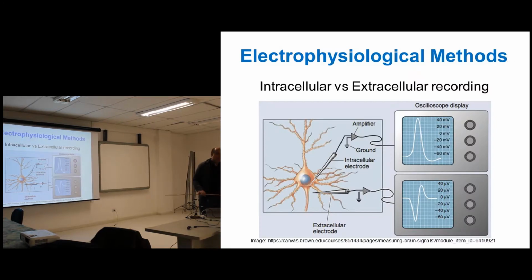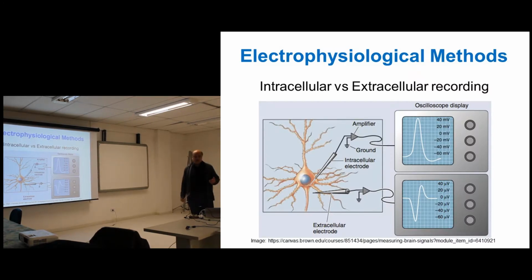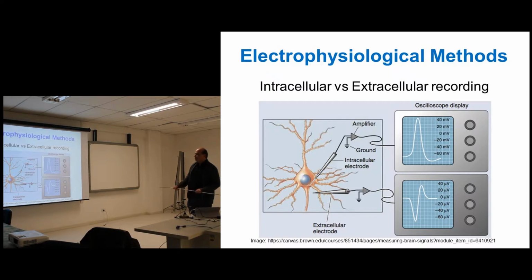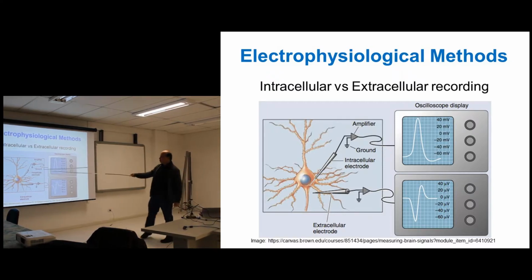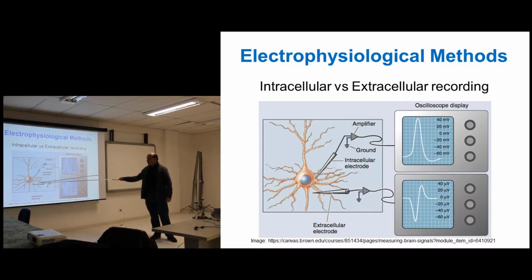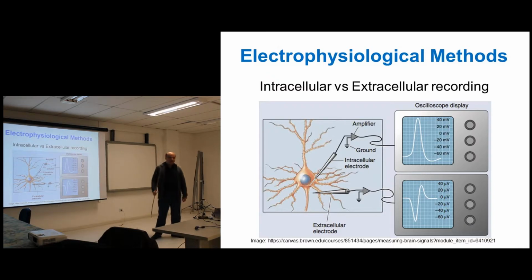These fall into two categories. Electrophysiology basically means we're going to use an electrode to measure these potentials. And the two categories are intracellular and extracellular. Intracellular recording just means that the electrode is inside the neuron, and extracellular just means, of course, that the electrode is outside the neuron.